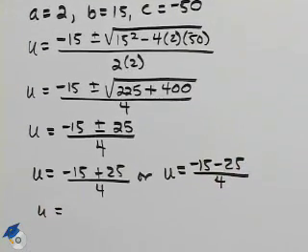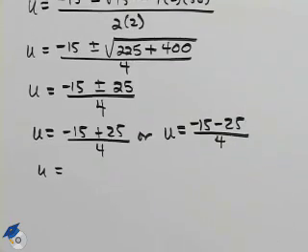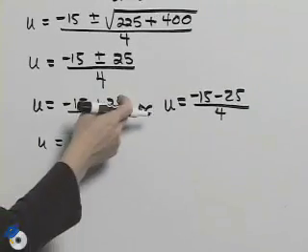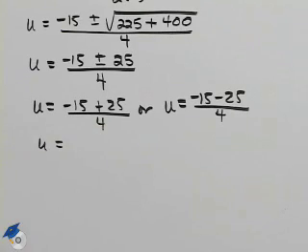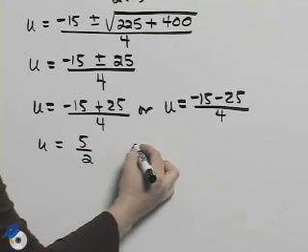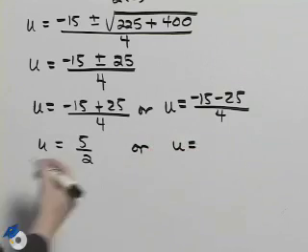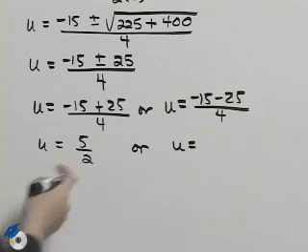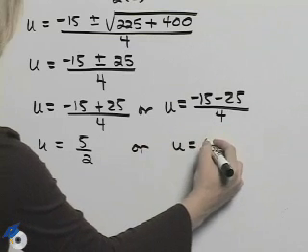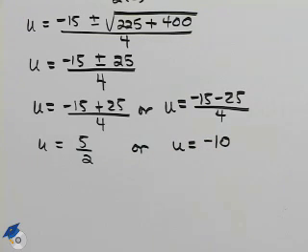One additional step allows us to figure out the values for u. Negative 15 plus 25 is 10 over 4, which 10 fourths reduces to 5 halves. The other solution would be negative 15 plus negative 25, which is negative 40, divided by 4 is negative 10.